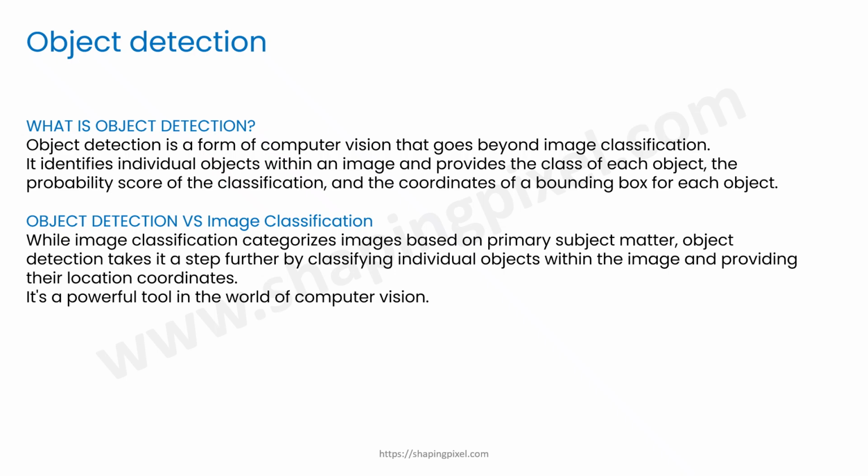While image classification categorizes images based on primary subject matter, object detection takes it a step further by classifying individual objects within the image and providing their location coordinates. It's a powerful tool in the world of computer vision.